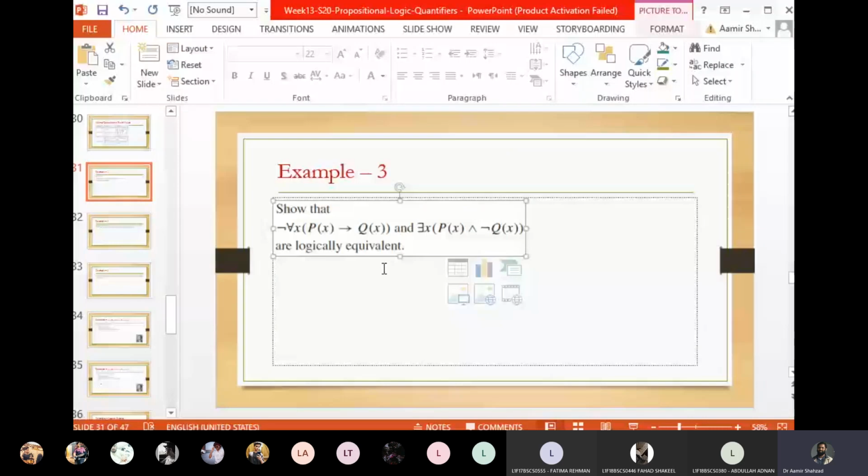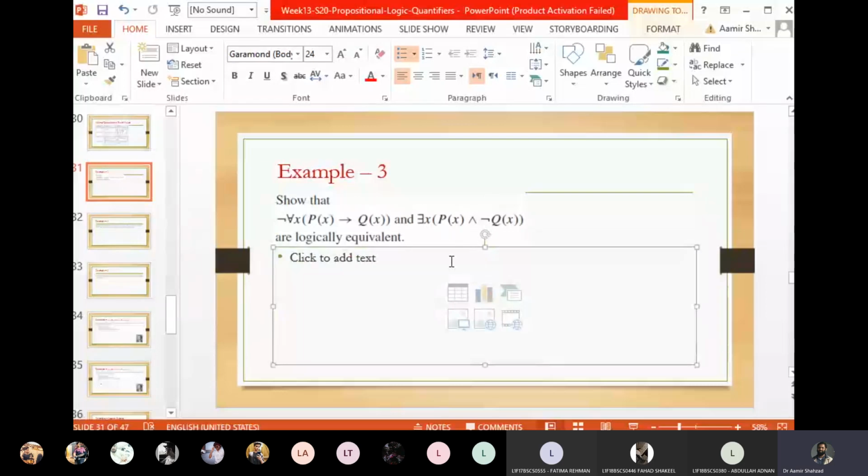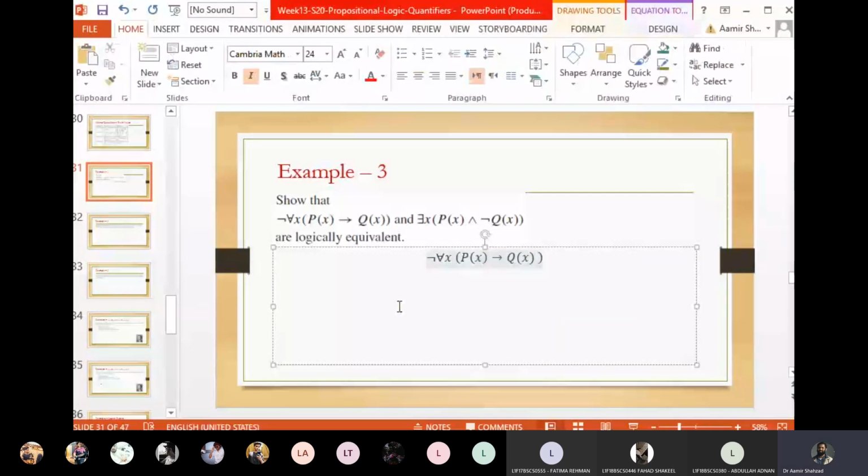So we have to show that the negation of for all X, P of X implies Q of X is going to be there exists X, P of X and not Q of X. So here we have to use the negation of an implication. So we have the statement, let's start. Negation of for all X, P of X implies Q of X. So we have to implement this negation.